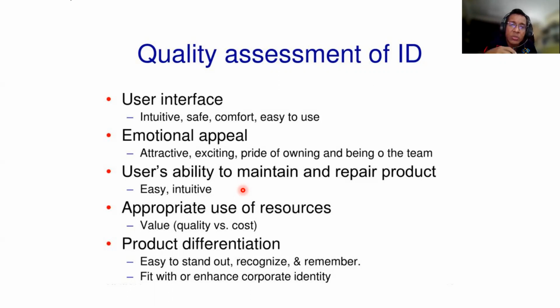So maintain and repair should be considered along with the other user interaction, because we need to have some technician to repair and look after our product. So that is how we see how easy it is, and what the cost is when we need to repair our product. So there is also an assessment on the quality of the ID.